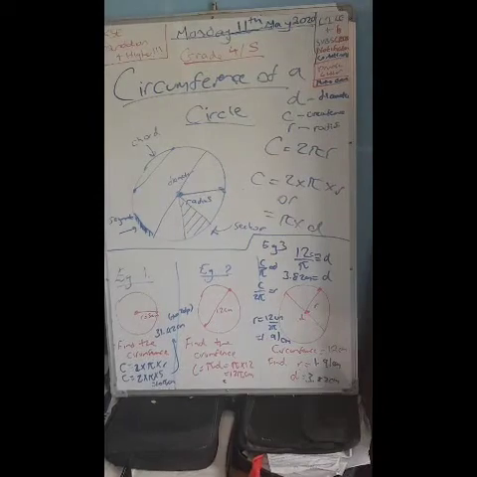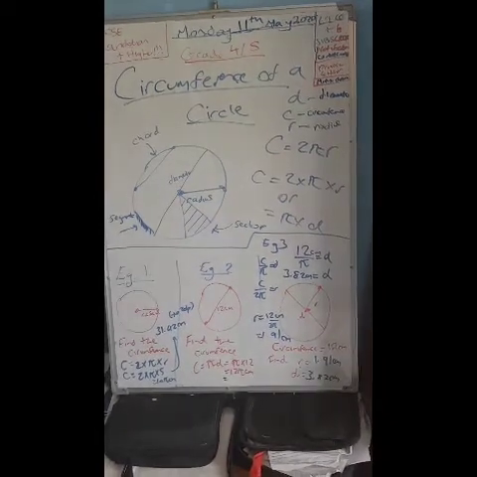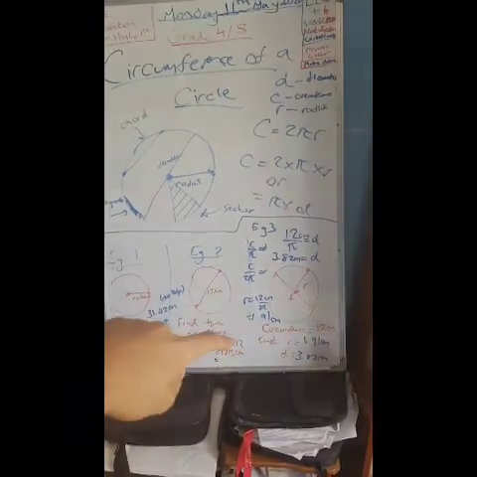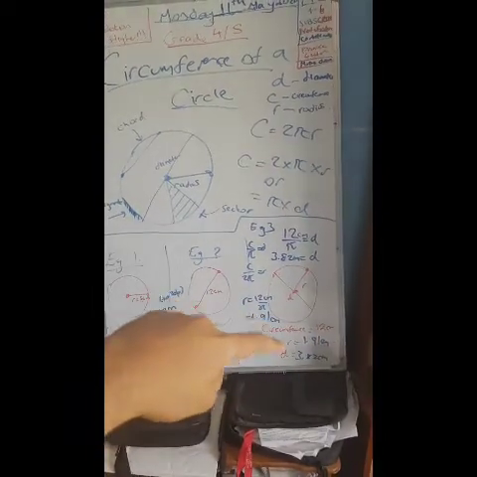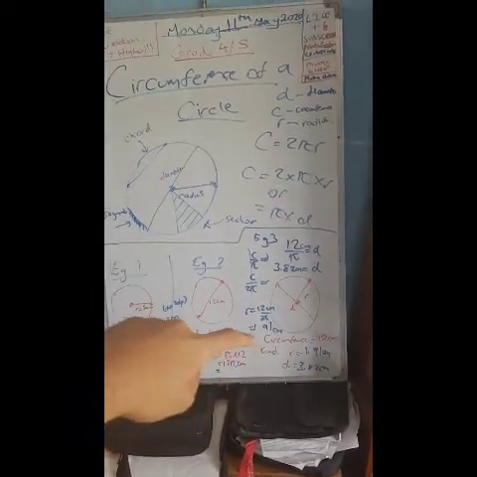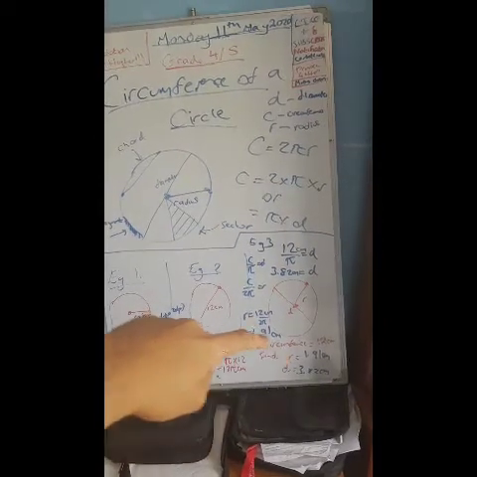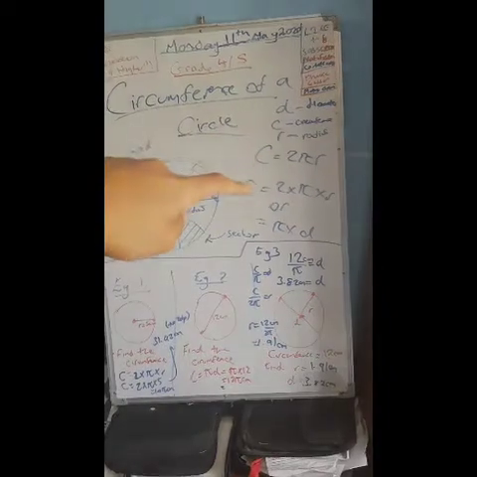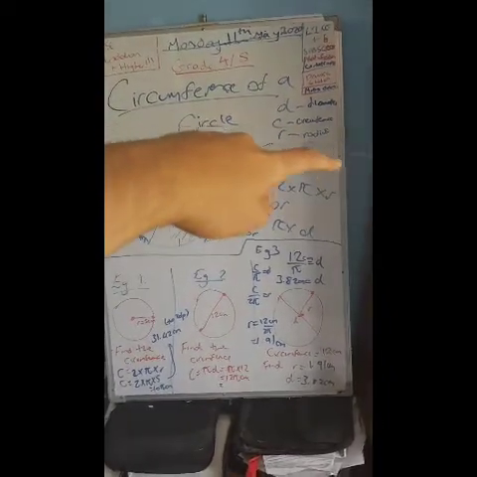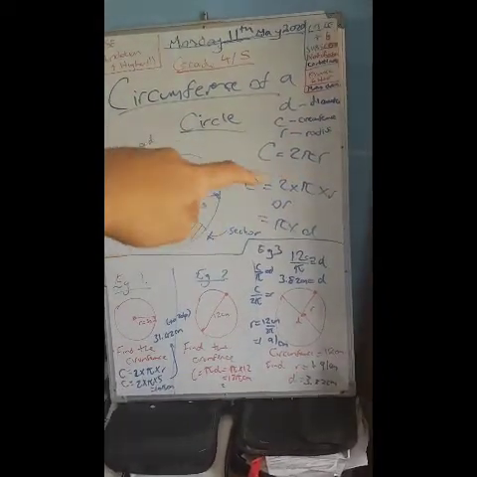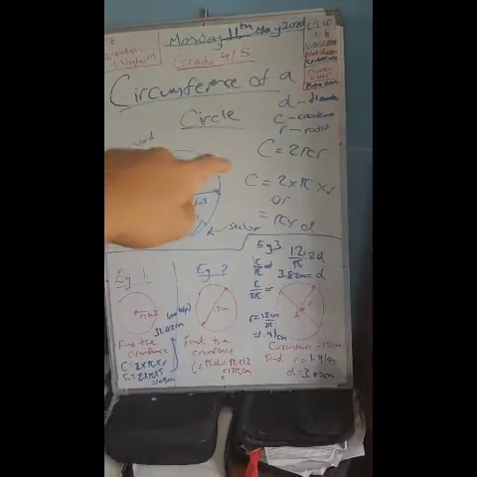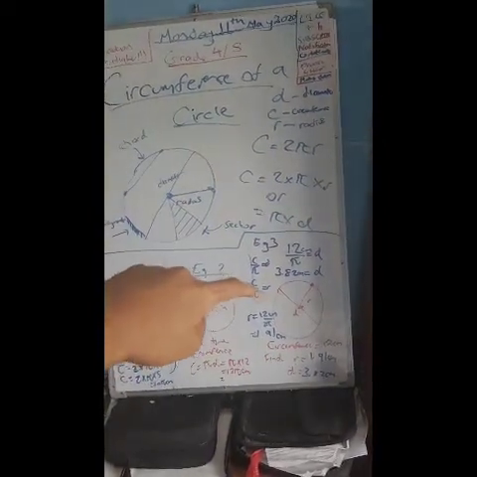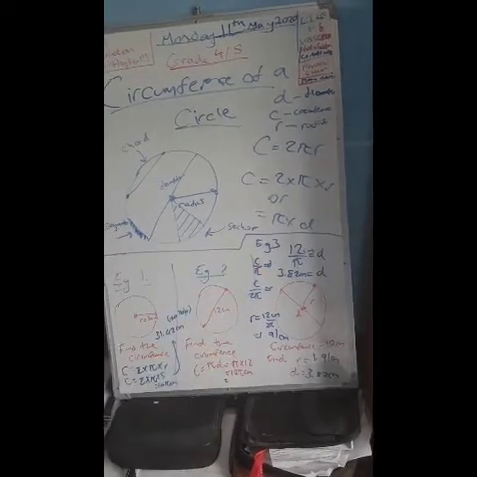Right guys, example number 3. This time we are told that the circumference is equal to 12, and we're asked to work out the radius and the diameter. To work out the radius, guys, circumference is equal to 2 pi r. So to get r on its own, I would have to divide both sides by 2 pi. So circumference divided by 2 pi gives me my radius. And remember that pi is just a constant, pi is just a number.